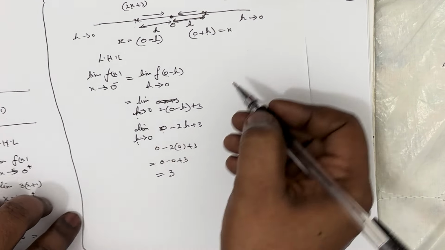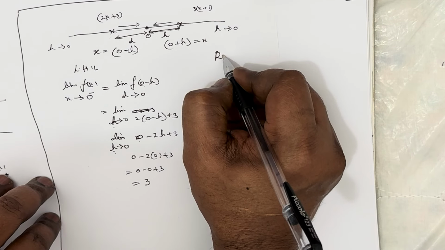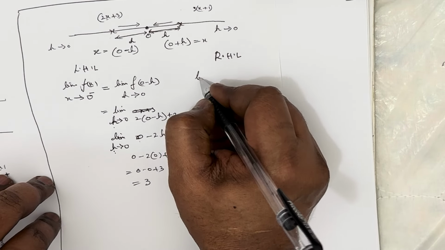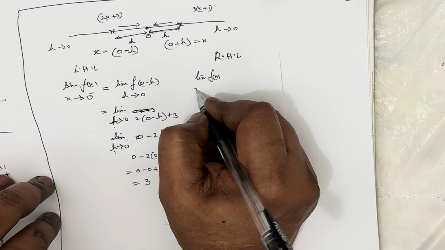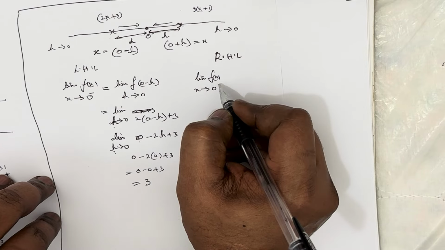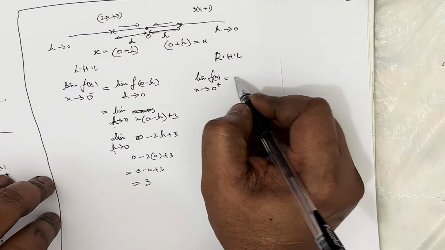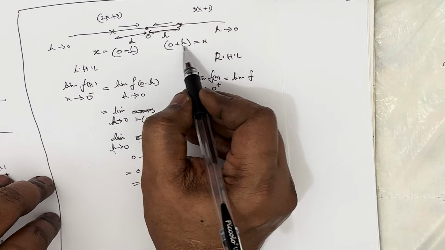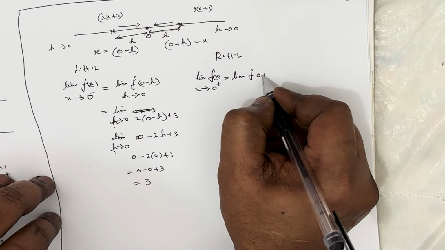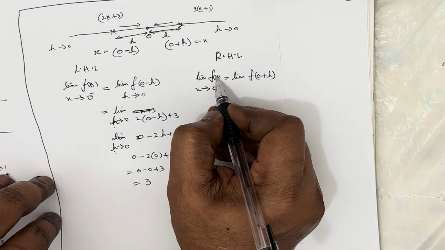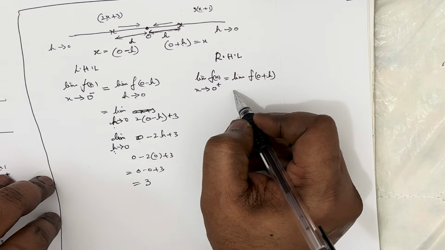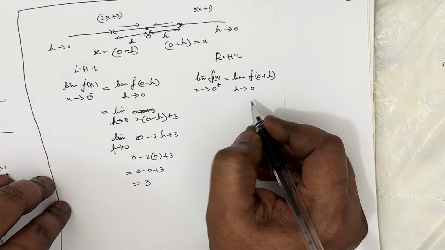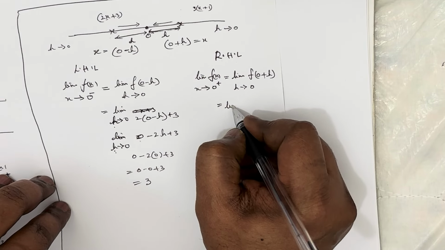In the same way, the right hand limit, when x is approaching from the right side, we write it as the limit of the function as x approaches 0 from the positive side or the right side, which is equal to the limit of the function when x is equal to 0 plus h. Here in the function, instead of x we put 0 plus h, and h is approaching 0.